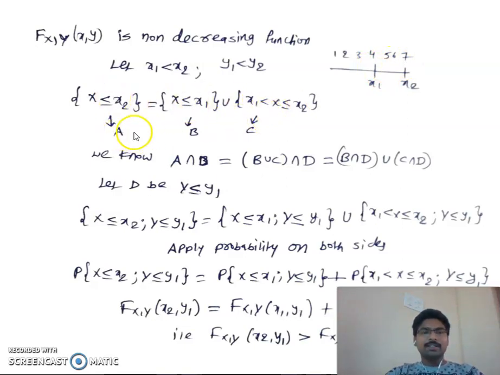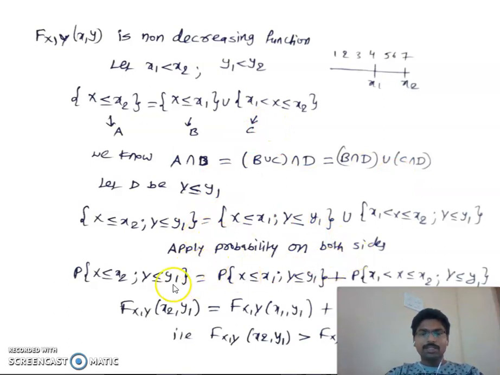Now let us consider this as set A, set B and set C. We know that A intersection D, where A is equal to B union C, gives B union C intersection D. From the property we know that B union C intersection D is equal to B intersection D union C intersection D. Let us consider D is equal to y less than or equal to y1 as one event or one set. Now A intersection D contains B intersection D union C intersection D.